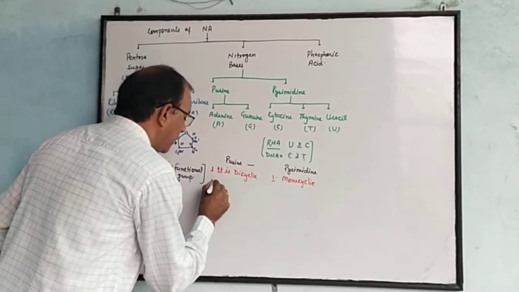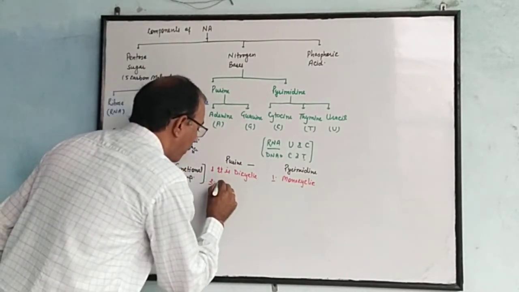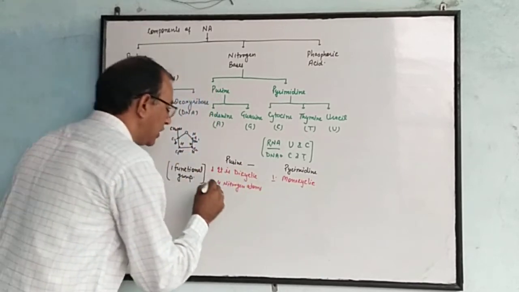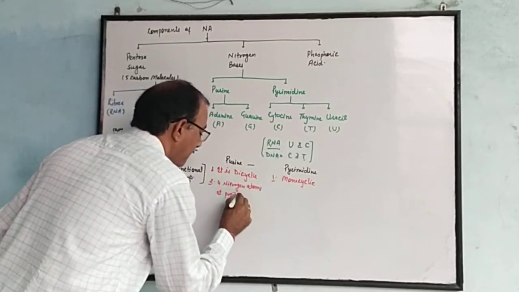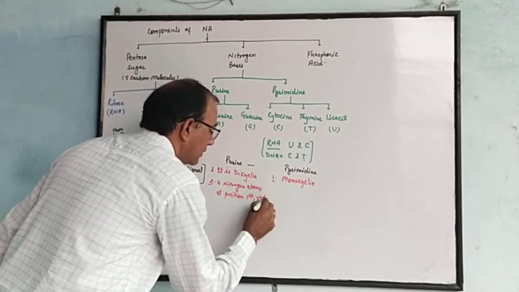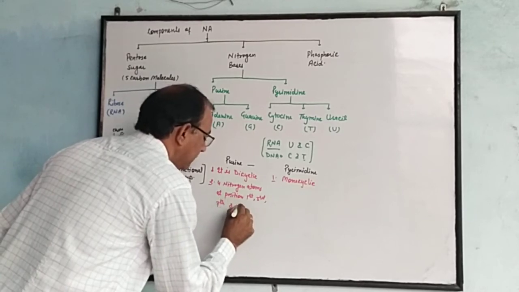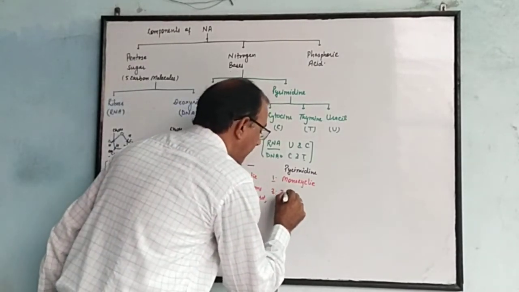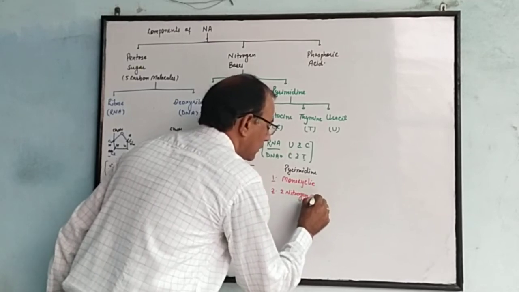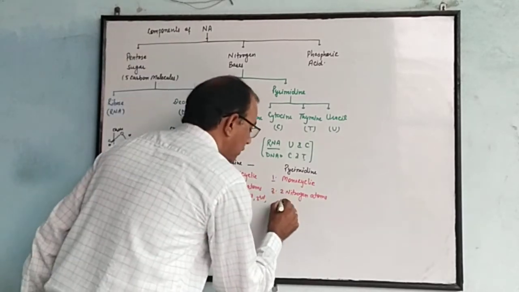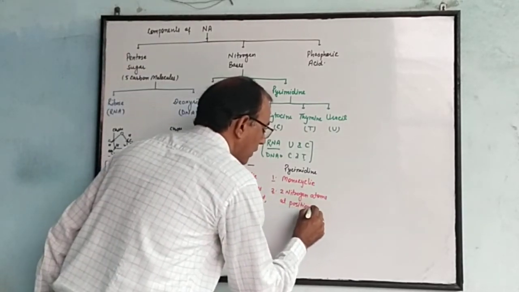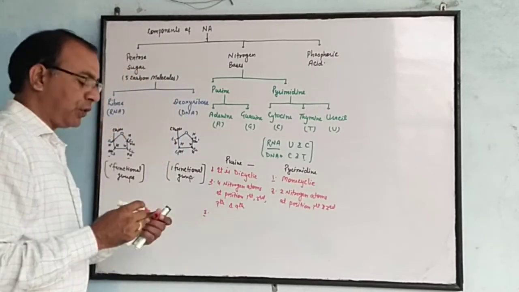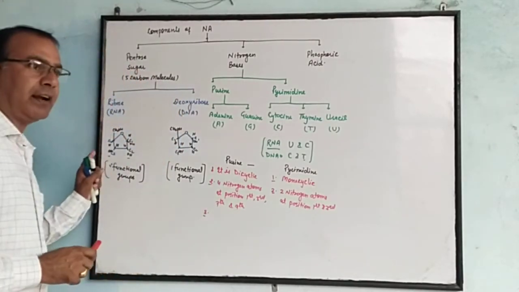Second difference is that there are 4 nitrogen atoms in purine, at positions 1st, 3rd, 7th and 9th. And in pyrimidine, there are 2 nitrogen atoms, at positions 1st and 3rd. Clear?